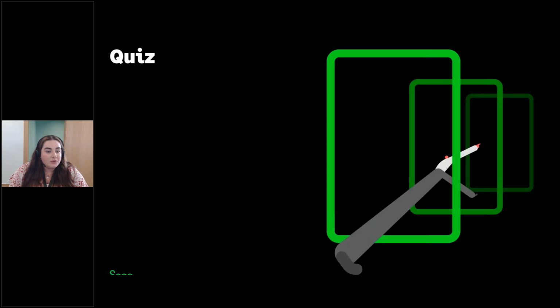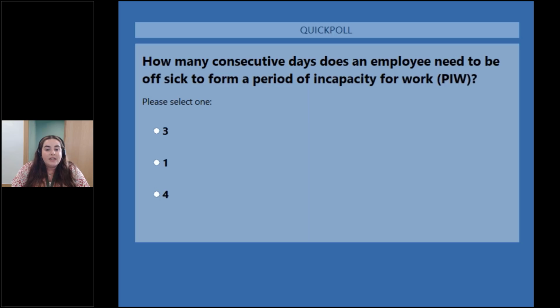But question 2, let me launch that now, is how many consecutive days does an employee need to be off sick to form a period of incapacity to work, or a PIW? How many consecutive days does an employee need to be off sick to form a period of incapacity to work? Is it 3? Is it 1? Or is it 4? I'll leave that open a couple more seconds there.